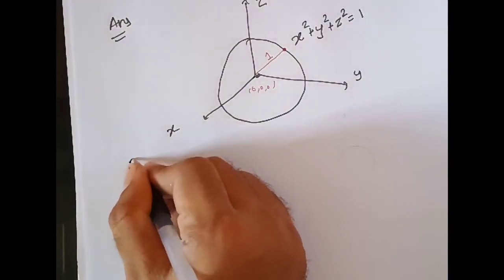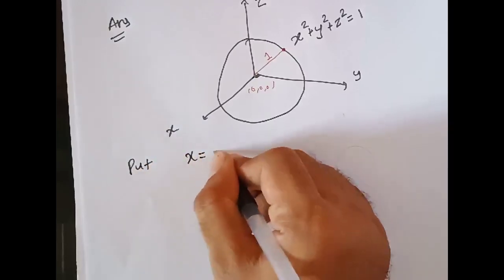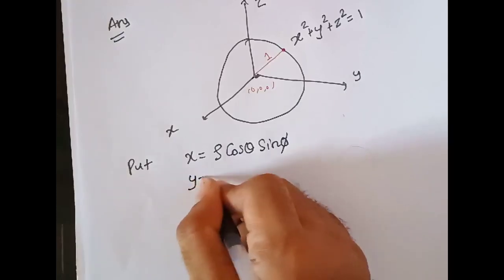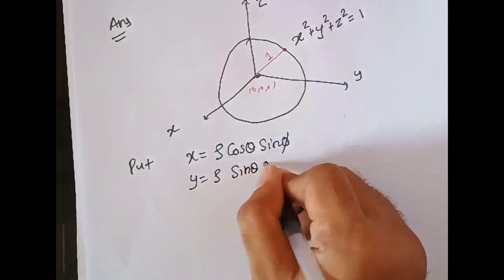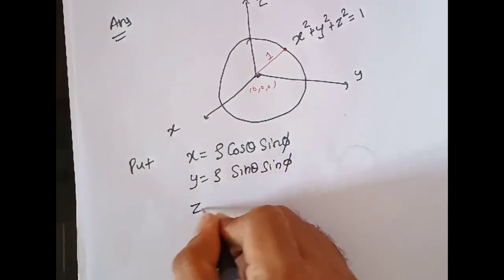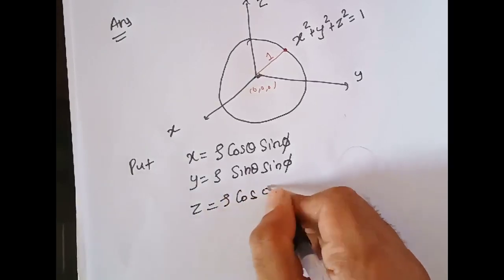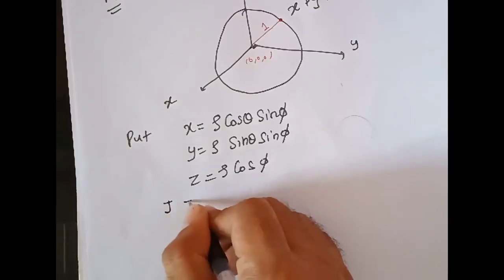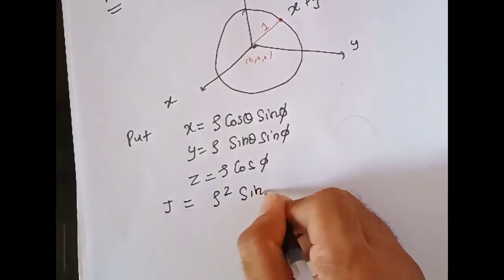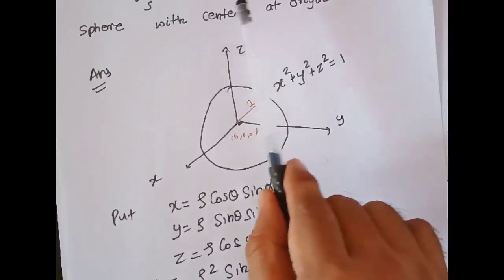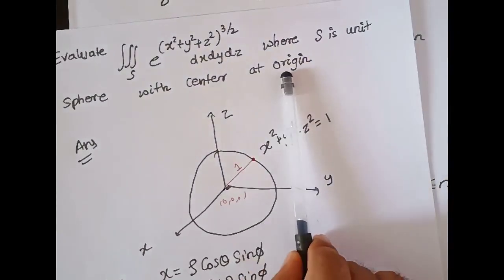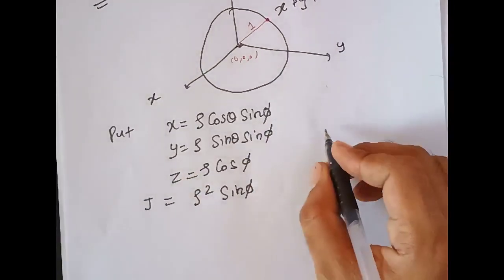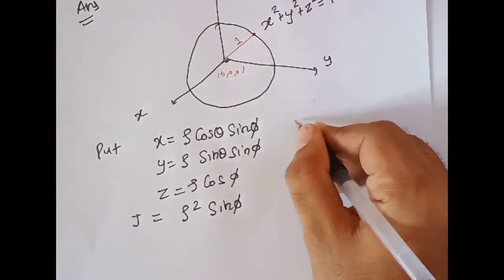So what we are going to do is put x equal to rho cos theta sine phi, y equal to rho sine theta sine phi, and z equal to rho cos phi. Okay, these are our spherical coordinates, and without fail the Jacobian, that is rho square sine phi. Since we are changing the variable from x y z to rho theta and phi, we need to multiply by the Jacobian. Okay, so now the limits.